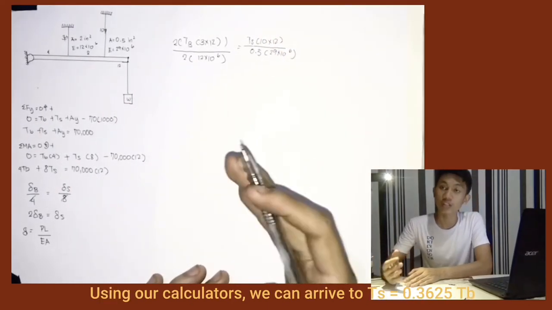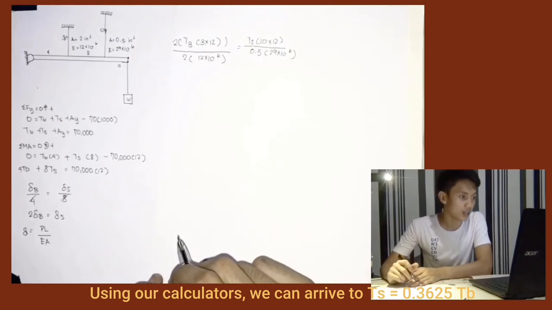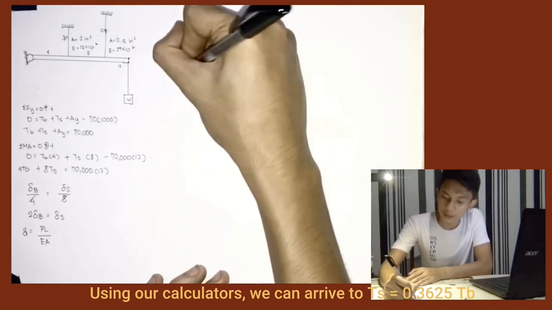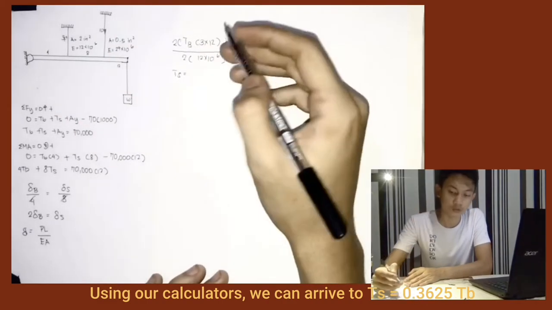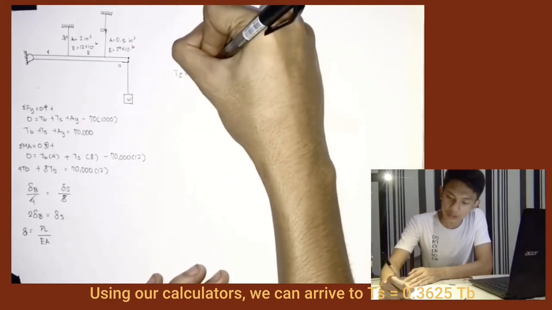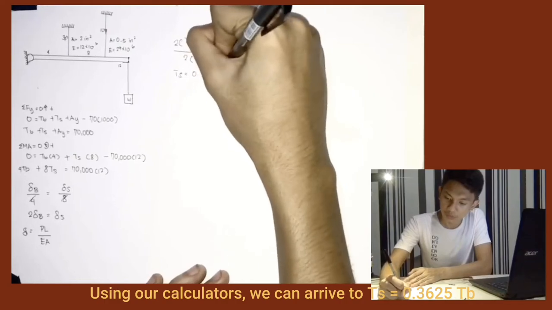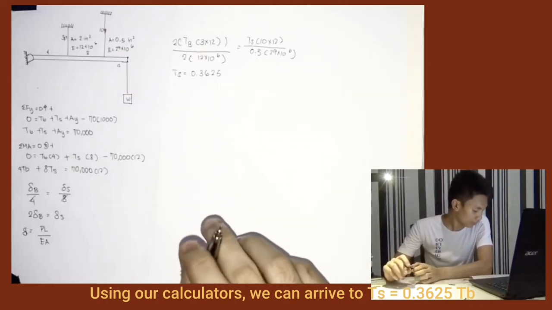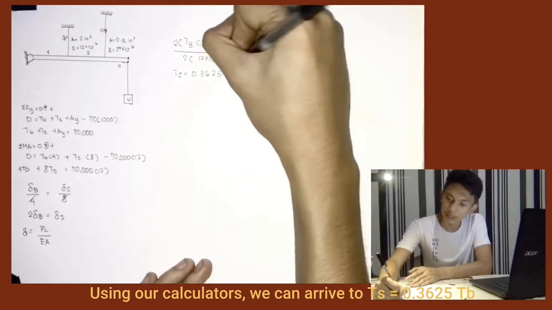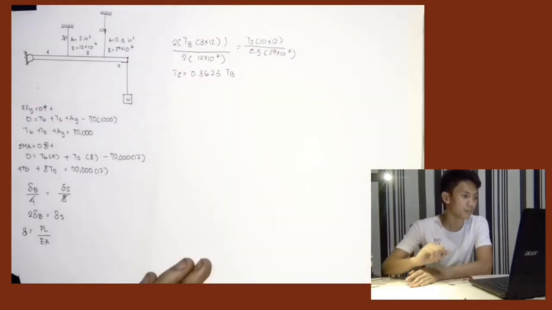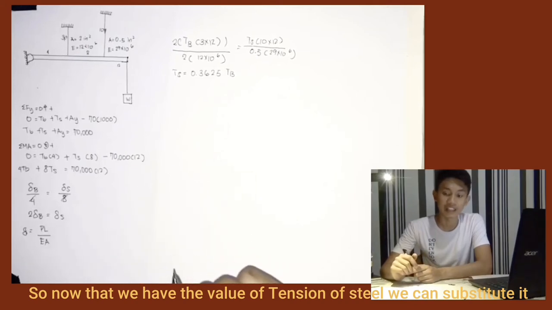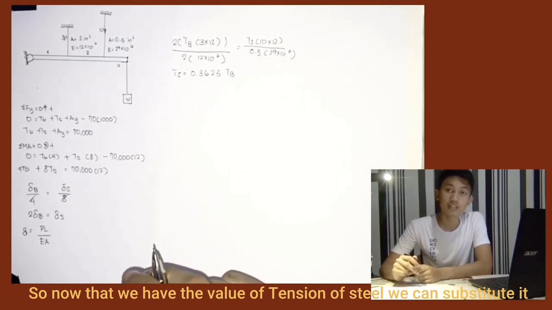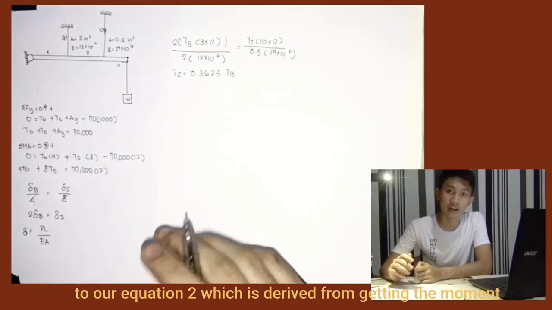So using our calculators, we can arrive at TS is equal to 0.3625 TB. So now we have the value of the tension of steel. We can substitute it to our equation 2, which is derived from the moment.